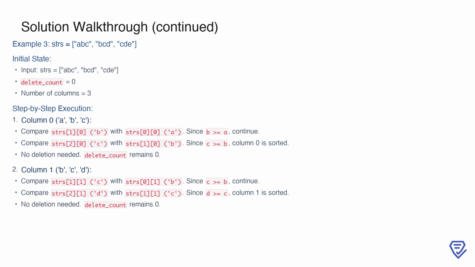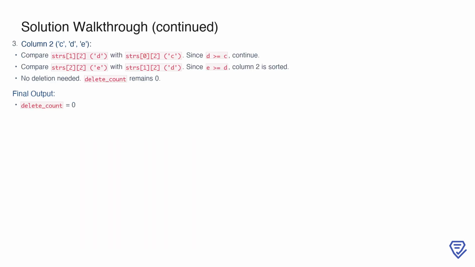Moving to column 1, the characters are B, C, and D. Here, C is greater than or equal to B, and D is greater than or equal to C, indicating that column 1 is also sorted. As a result, no deletion is necessary for this column. Finally, in column 2, we have the characters C, D, and E. Comparing them row by row, D is greater than or equal to C, and E is greater than or equal to D, confirming that column 2 is sorted. Since all columns in this example are sorted, no deletions are required, and delete_count remains 0. The output for this example is therefore 0.